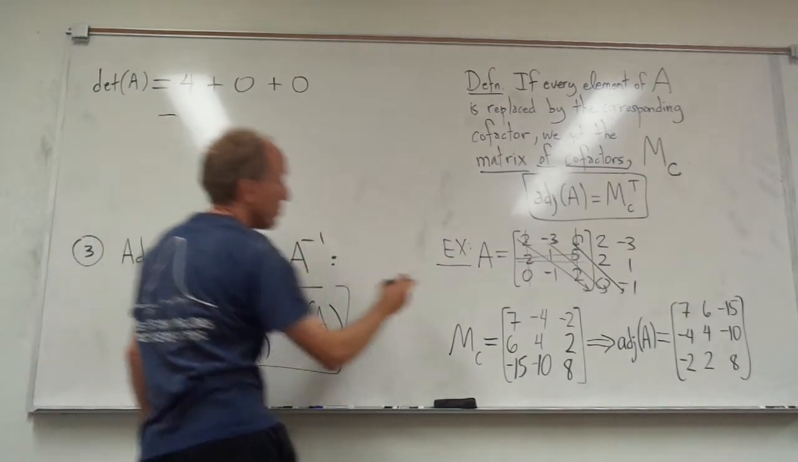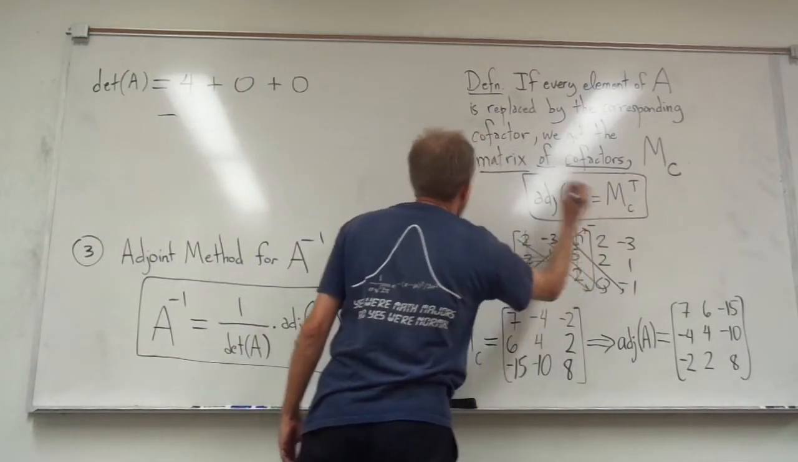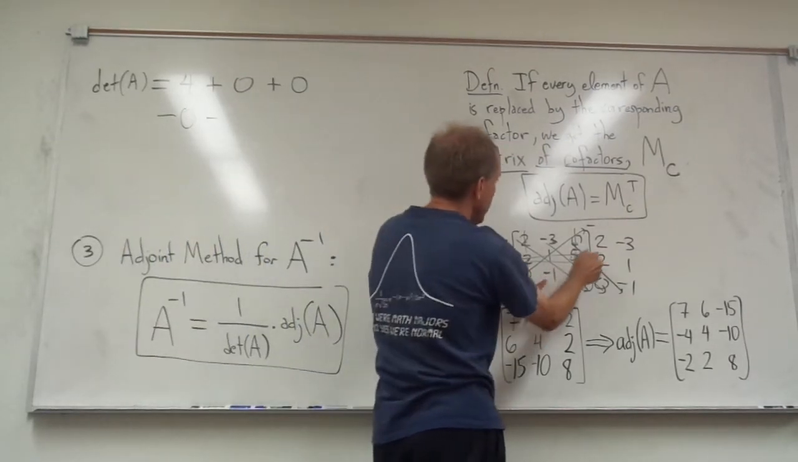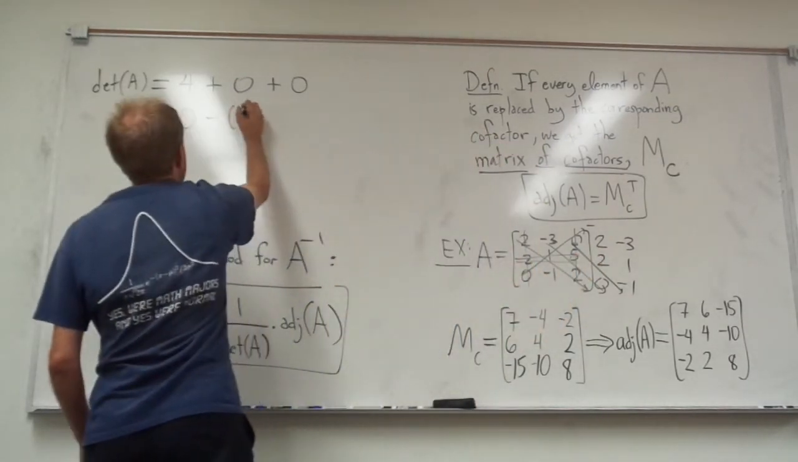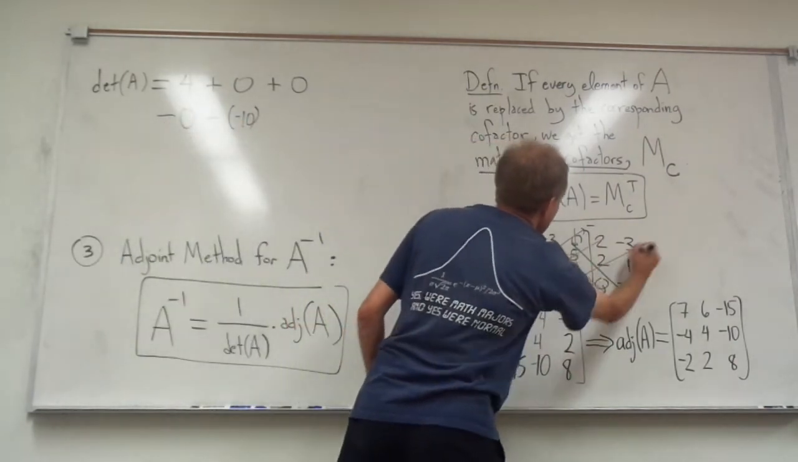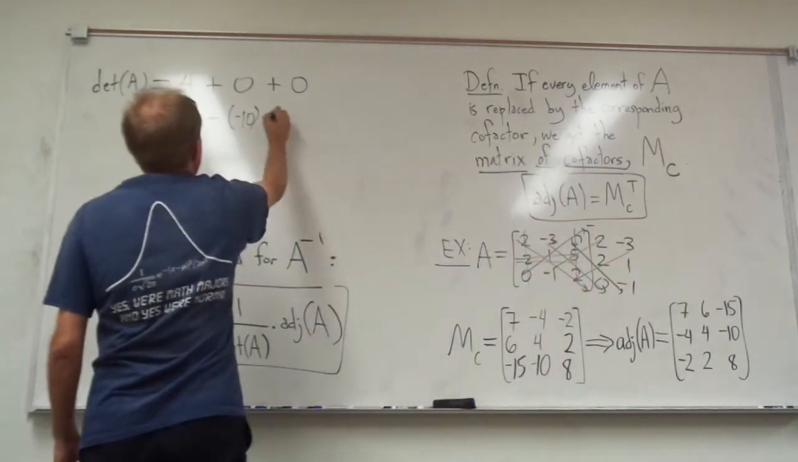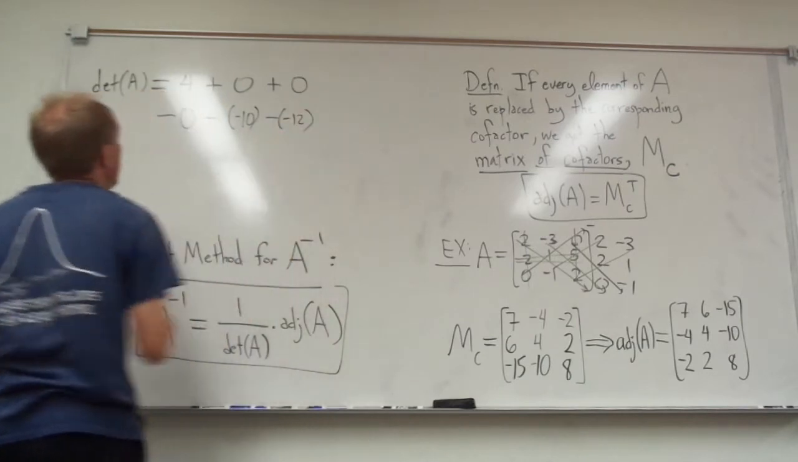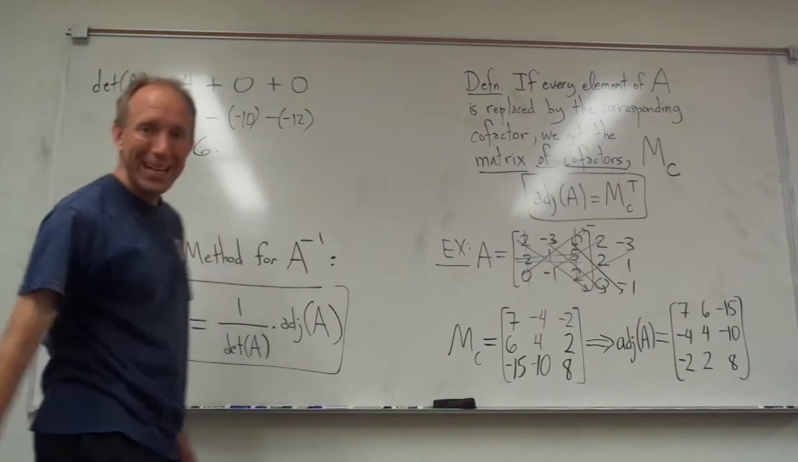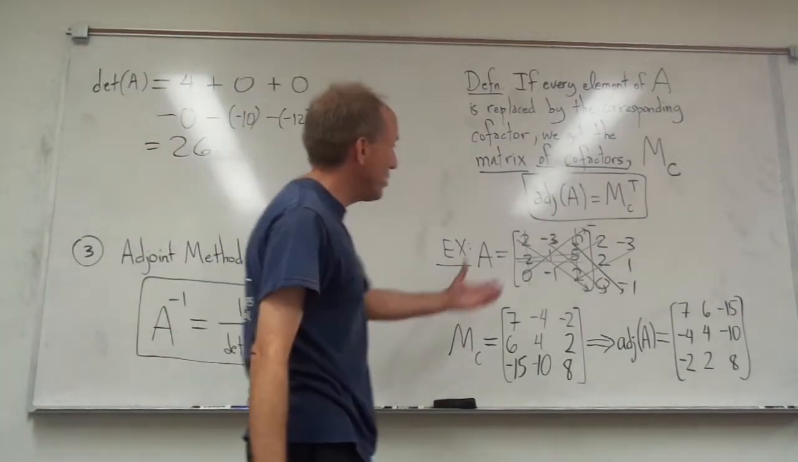Okay, and then we start subtracting the diagonals this way. There's also a 0 there. Okay, the next diagonal is -10. So I'm going to be subtracting -10, right? And then the last diagonal is -12. So I subtract -12. If you work all of that out, you should get 26. Okay? So the determinant of this matrix is 26.